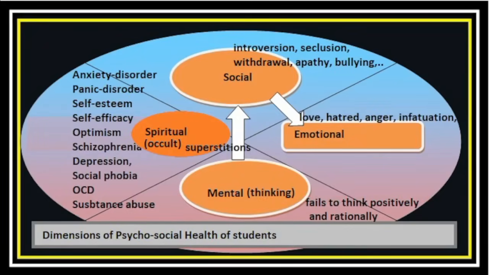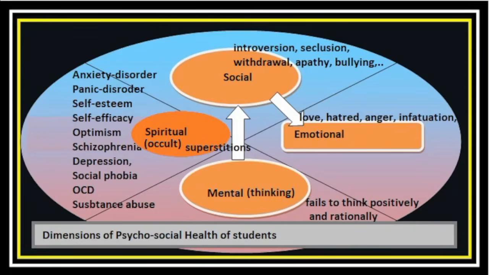This may have brought some kind of anxiety disorder in the children, panic disorder, self-esteem and self-efficacy related problems, poor optimism in the children, schizophrenia, depression, social phobia, obsessive compulsive disorder, substance abuse, etc. These may be identified by observing their behavior that would be manifested in behaviors such as introversion, seclusion, withdrawal, apathy towards others, bullying others, extreme love or infatuation, hatred, anger, etc.